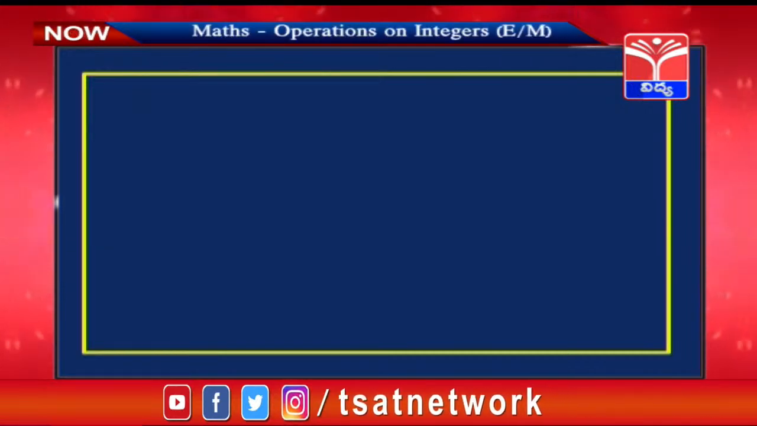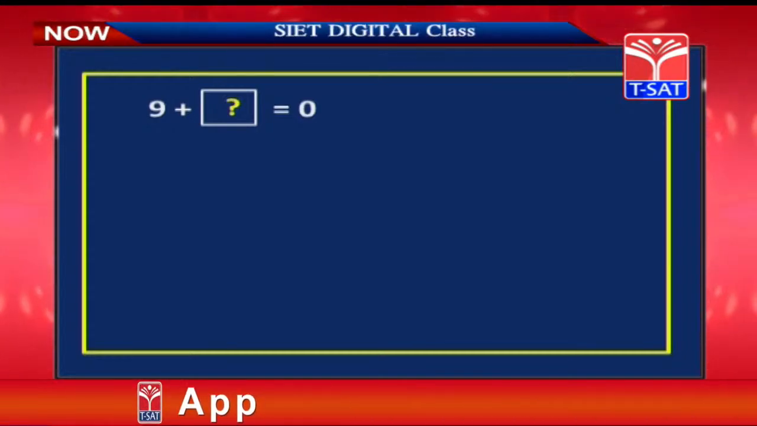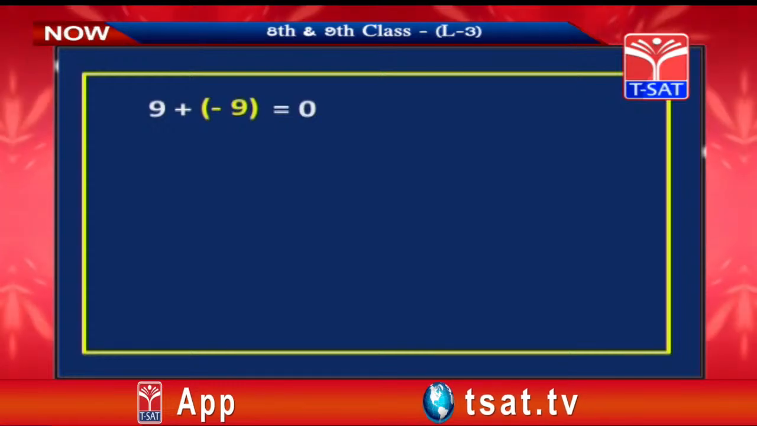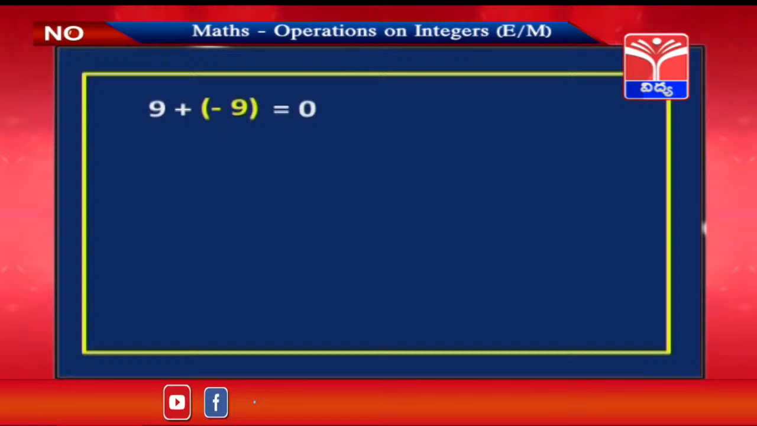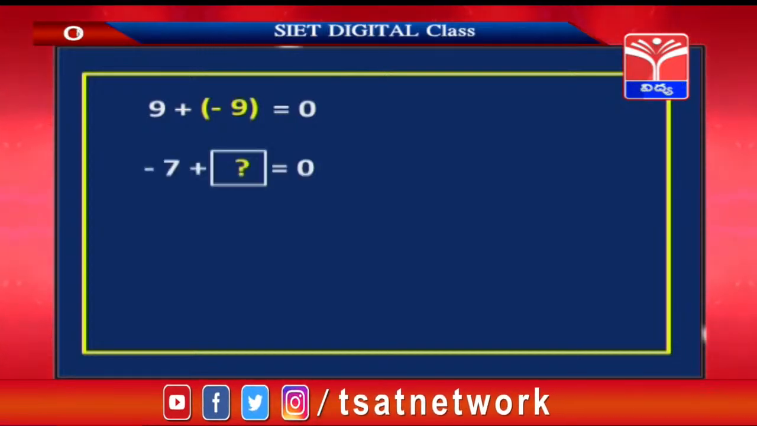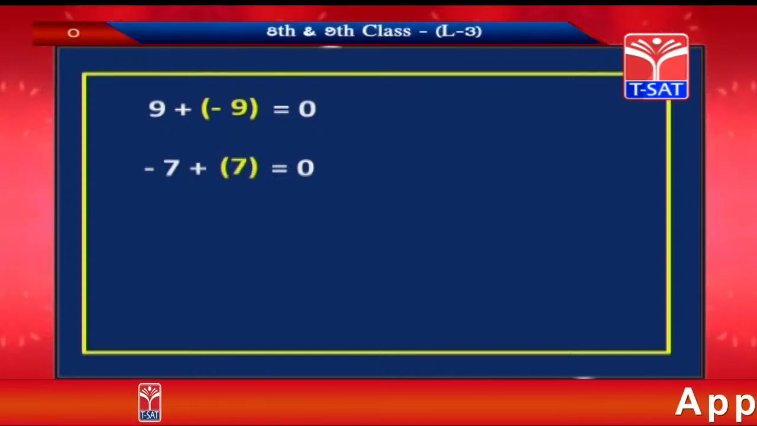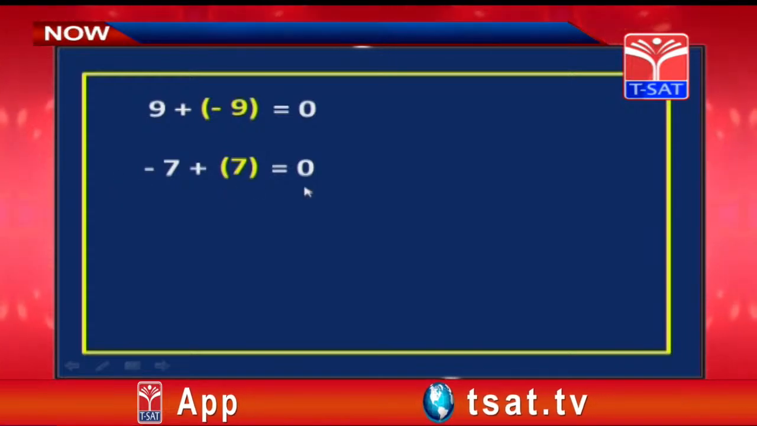So before that, let us take an example here. 9 plus which number gives you 0? Now this number is, yes, you are absolutely right. When I add minus 9 to plus 9, I get 0. Let us take another example, children. Minus 7, if we add which number, you are going to get 0? Yes, you are right, children. Once again, the answer is plus 7. That is minus 7 plus 7 gives you 0.